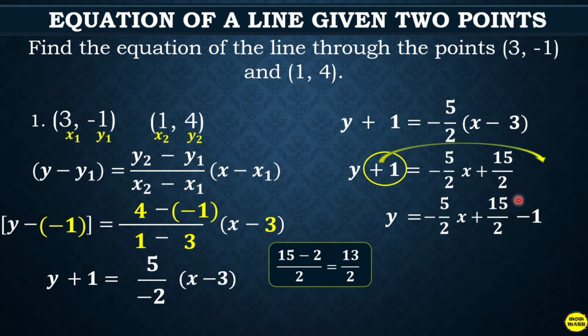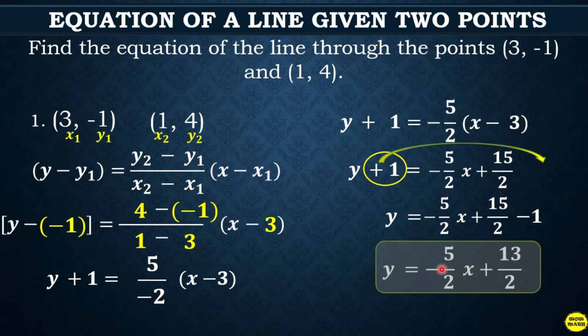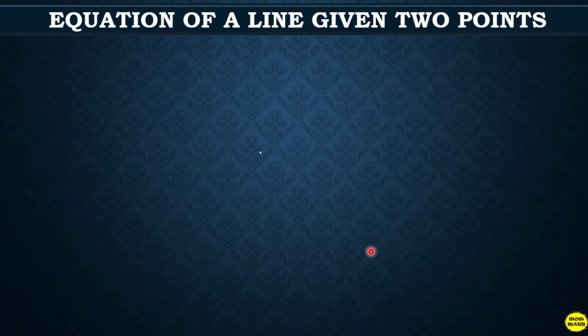So ito ngayon ang magiging sagot dito. Okay, so we would now have y is equal to negative 5 over 2x plus 13 over 2 yung na-solve natin kanina. Okay, so this is now the equation of the line. Let's have the next one.